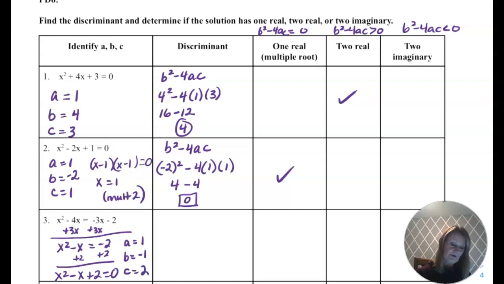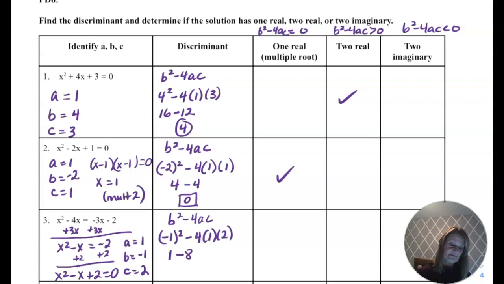Okay, again, we're going to just plug it into our discriminant. I keep writing that over and over. I really suggest you do that. It's going to help you just to remember it. So b, again, it's negative, so I'm putting in parentheses, minus 4 times a times c. So a negative 1 squared is 1, and then minus, and 4 times 1 times 2 is 8.